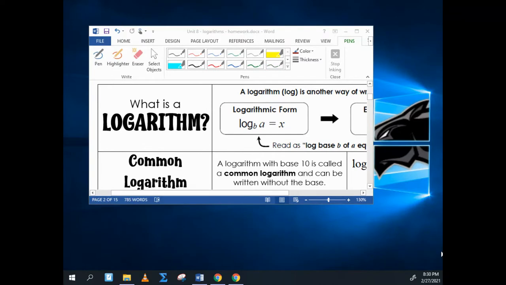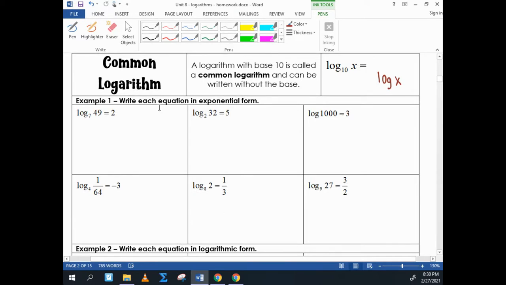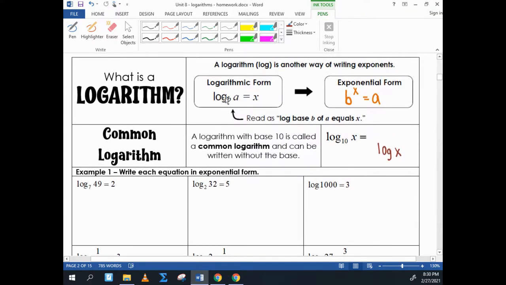Let's go ahead and look at this first example. All we're going to be doing is writing each equation in exponential form. We're going to write it from logarithmic form and switch it over to exponential form. So the first thing that you've got to identify is your base right here. Okay, so the base to the other side power is equal to that a, or 49 right there. And that's all they want you to do. It's already solved for you. 7 squared is equal to 49, but you don't need to do anything. You're just switching forms.